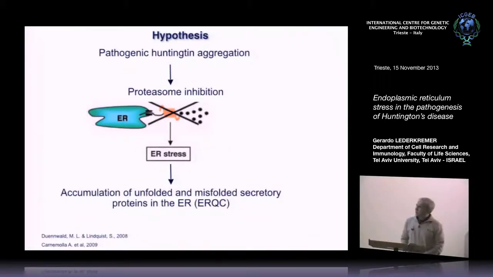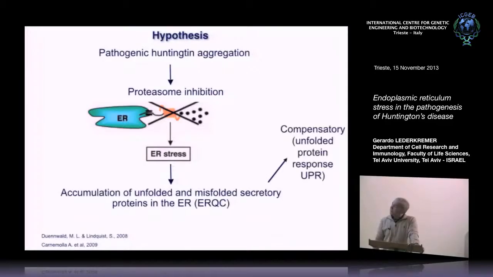What is ER stress? ER stress is the accumulation of unfolded or misfolded secretory proteins in the ER, or, as I will show you, in a compartment that we call the ERQC, the ER-derived quality control compartment. This is a specialized part of the ER where there's accumulation of misfolded or unfolded proteins. And this ER stress causes a compensatory response called the unfolded protein response.